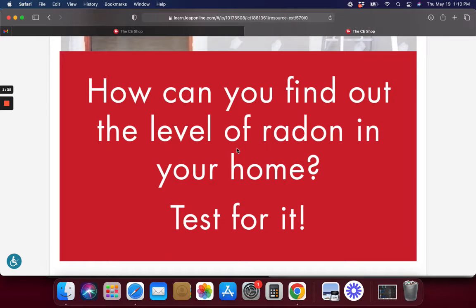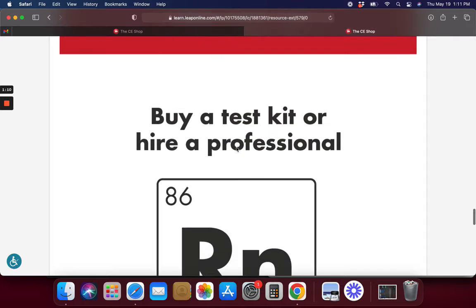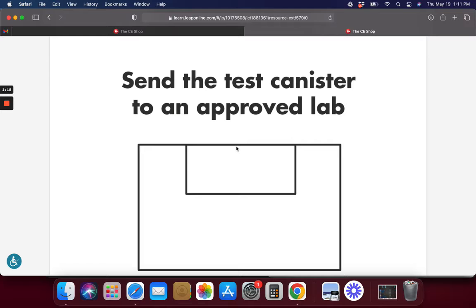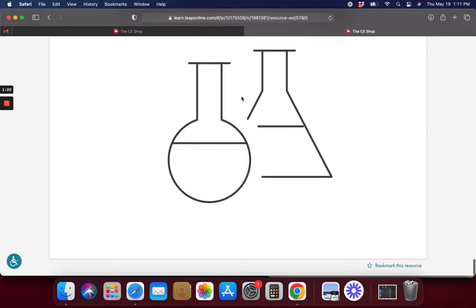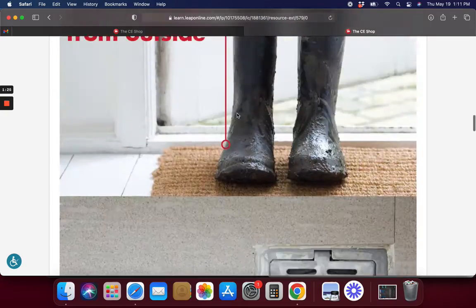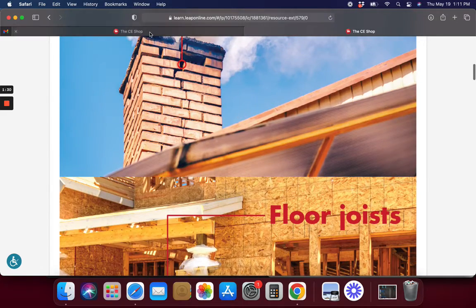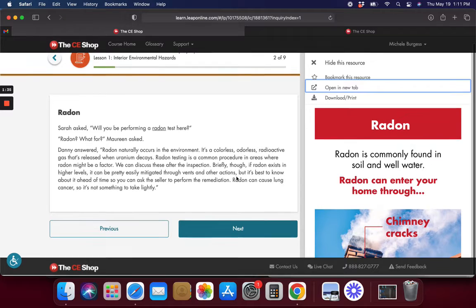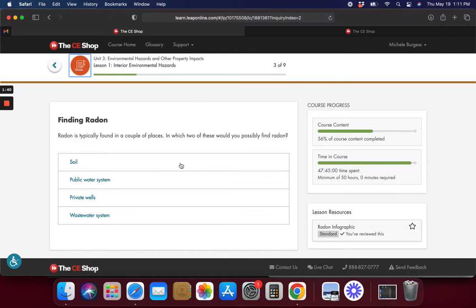How can you find out the level of radon in your home? You have to test for it. You have to hire a professional or get a test kit, and you would want your buyer to buy this if possible. I have no idea how much these things cost, but if you got a sump pump in the basement, cracks in the concrete, you got chimney cracks, you definitely would suggest that they get this. It's odorless, colorless, radioactive gas, and so it's a gas, and we don't want to be messing around with that kind of stuff.